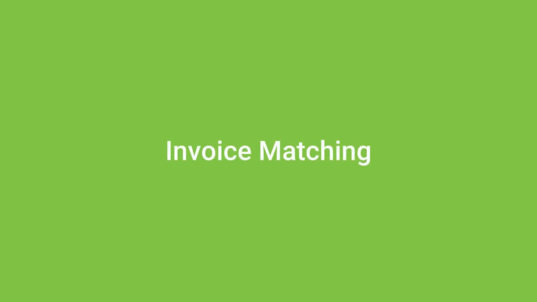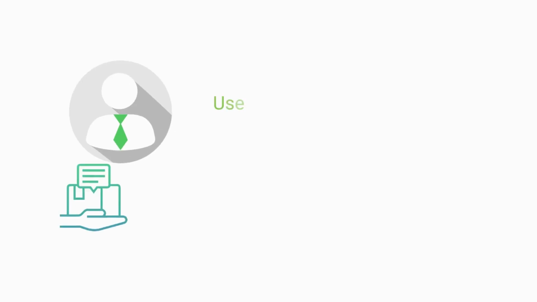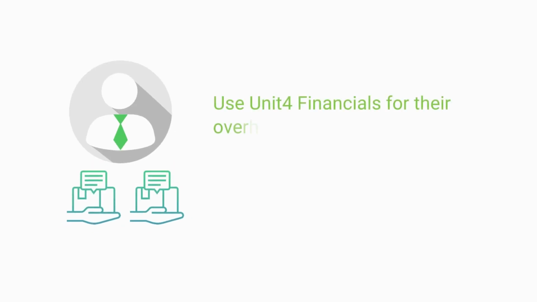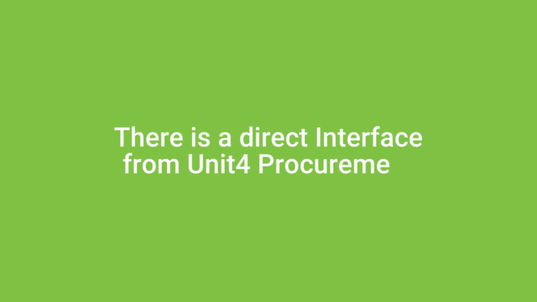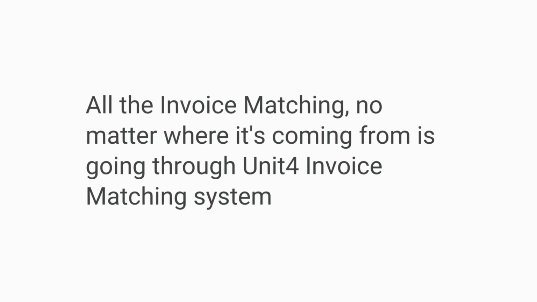The invoice matching can talk to any procurement system. For example, a client could have two procurement systems. They use Unit 4 Financials for their overheads, and they use a third-party procurement system for stock-related items, and invoice matching could do the invoice matching for both systems. There is a direct interface from Unit 4 procurement, but for the third-party procurement, normally either Millennium or somebody else qualified will provide an interface from the procurement system, the stock system, to feed Unit 4 Financials invoice matching. So, all the invoice matching, no matter where it's coming from, is going through Unit 4 invoice matching system.